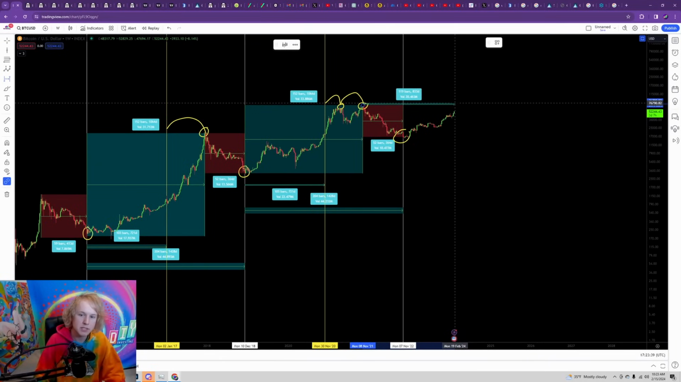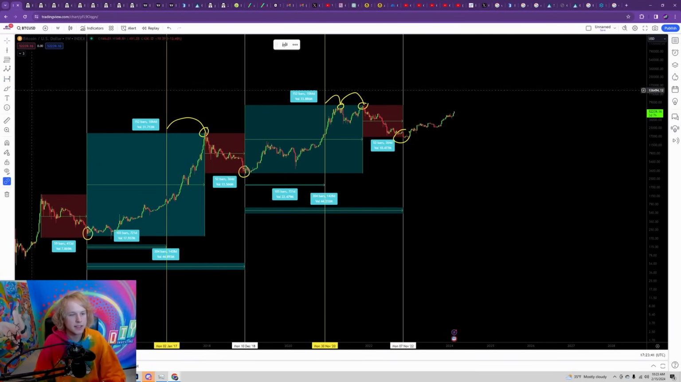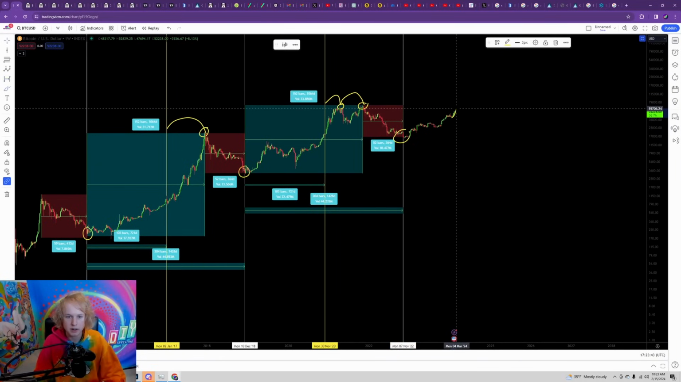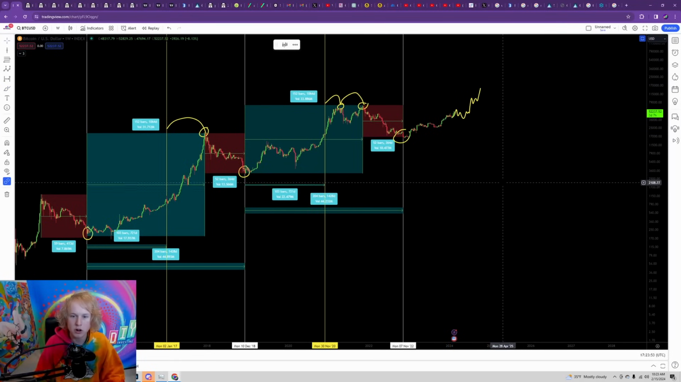So if we're going to end up seeing a normal 4-year cycle, I think that we do need to see Bitcoin kind of correct in here. It might run up a little bit higher to maybe 59K, but I want to see Bitcoin end up correcting, doing a little consolidation before we make that new all-time high.